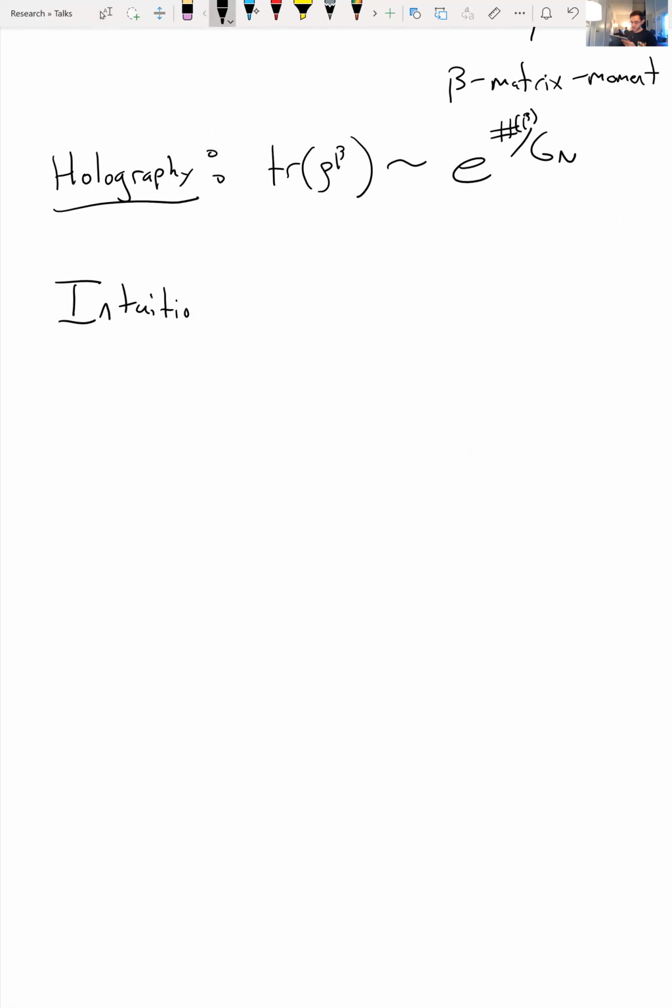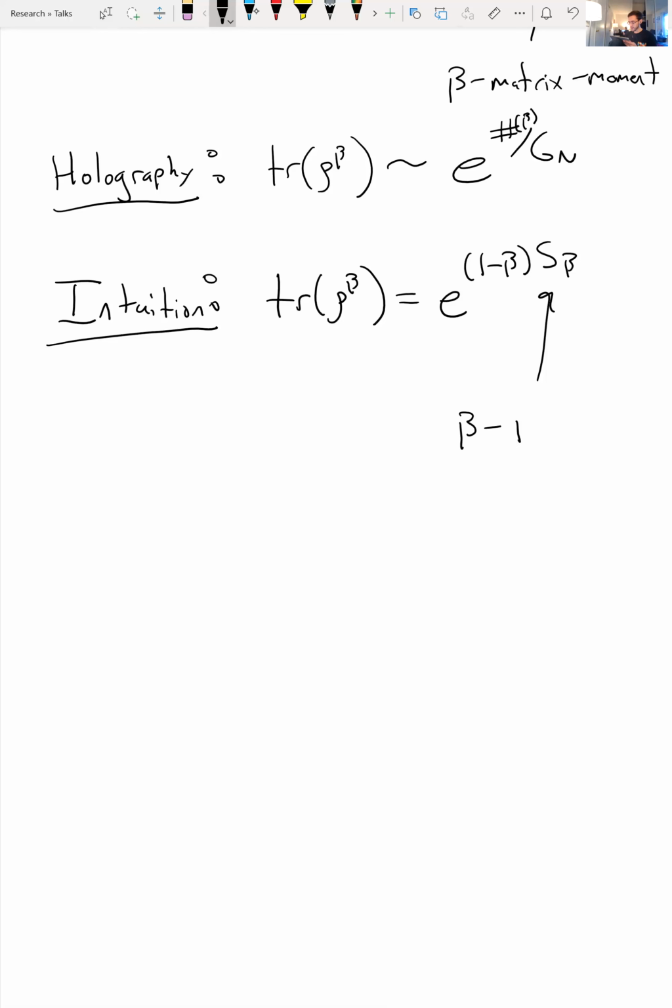The beta matrix moment shows up for information theorists most commonly in the definition of the Rényi entropies. The definition of the Rényi entropies is this: trace of rho to the beta is equal to e to the (1 minus beta) times S of beta, which is the beta Rényi entropy. And this is just the definition.